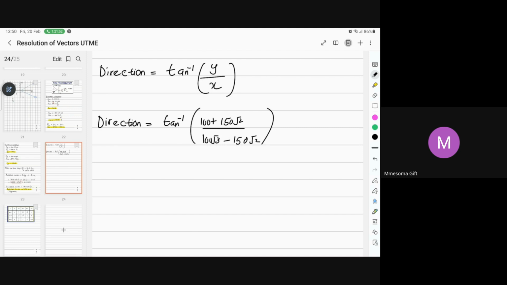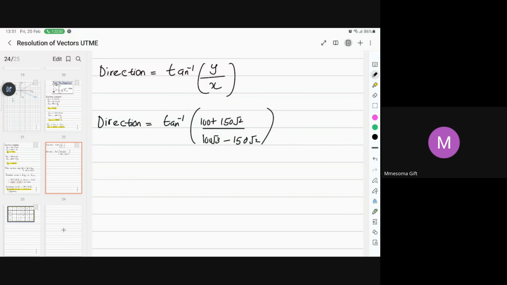Plus 150 root 2. You're getting 30? 30, is that what you have? Yes. Okay, so let me punch as well. So 100 plus 150 root 2, tan inverse of that value, close bracket. Sorry, my bracket has refused to close. So I have 100 root 3 right there, minus 150 root 2. Science students, is it only Meso that came with calculator to class? How are you getting one? How did you do it? I don't think I'm having the same value as you.